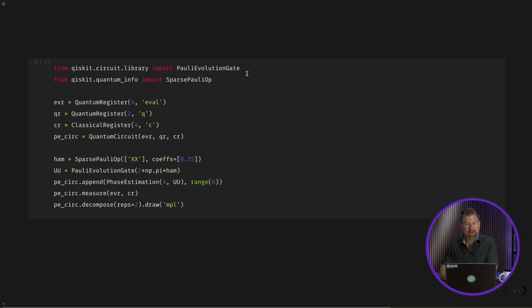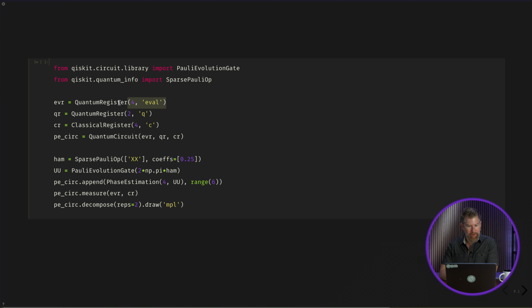We'll see that our initial guess might not be an eigenstate of this Hamiltonian, but with phase kickback, that's okay. What is important is that the initial guess overlaps with the eigenstates of interest. For this example, we'll import the PauliEvolutionGate from qiskit.circuit.library, which will allow us to do this Hamiltonian evolution. We'll also get the SparsePauliOp class from qiskit.quantum_info that will let us represent this Hamiltonian.